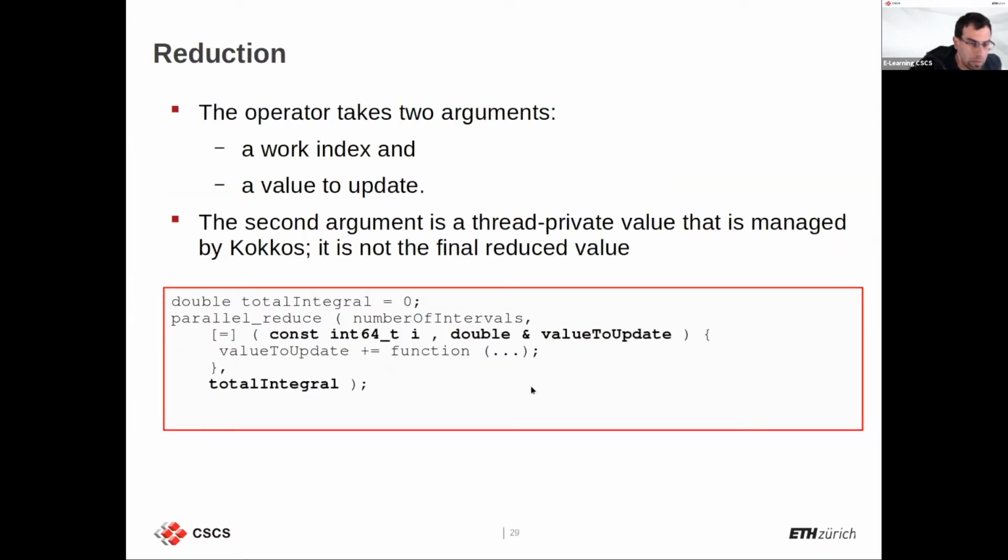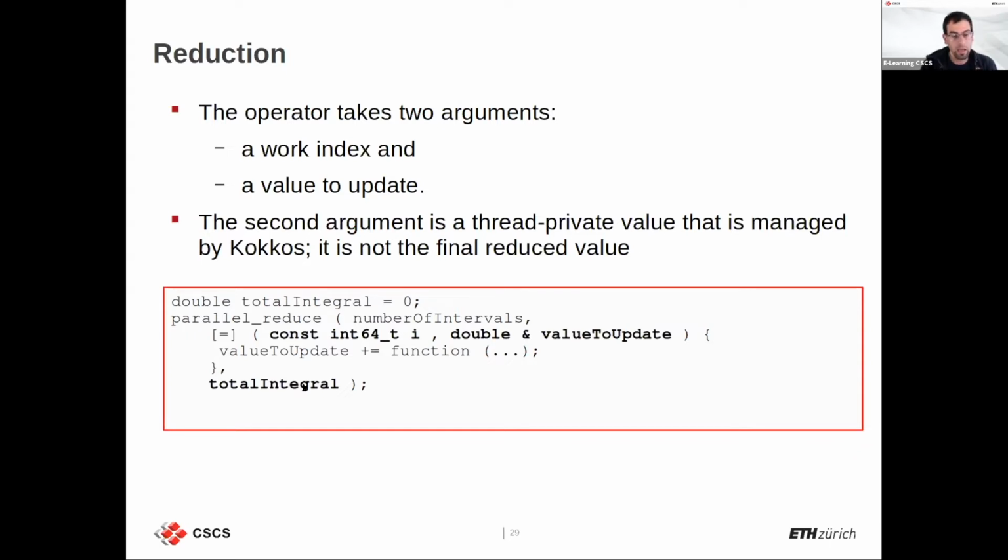And if we look at the lambda, we have two values in this case. One is the index, like before, but also this double value to update, which is a thread-private value managed by Kokkos to calculate the partial value in each thread, and then Kokkos will sum up into the total integral. As I said, value to update is not the final reduced value. The final reduced value is total integral.